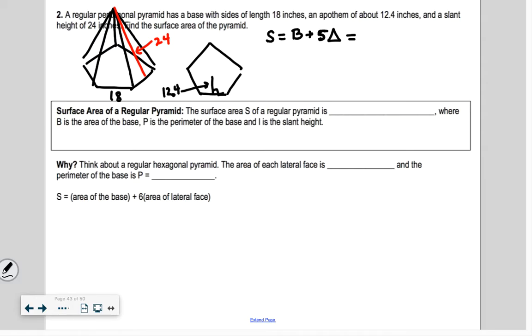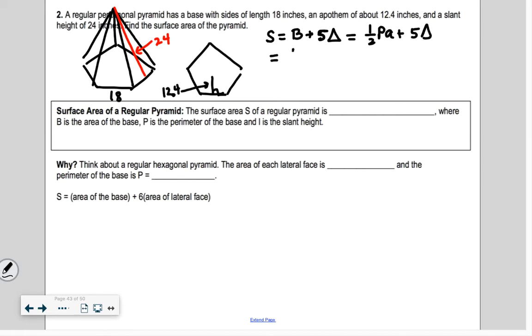So I get my area of my base. I could do it lots of ways. I could find little triangles in that pentagon, right? Do you guys remember the formula for a regular polygon? 1/2 apothem and perimeter. Perimeter times apothem, right? So 1/2 PA plus 5 times the triangle.